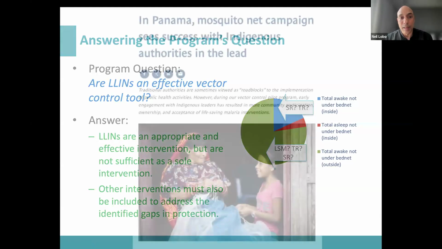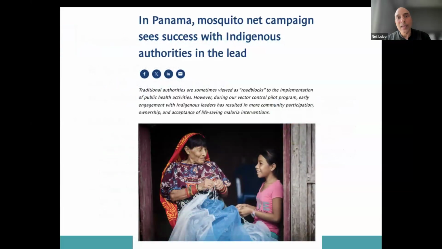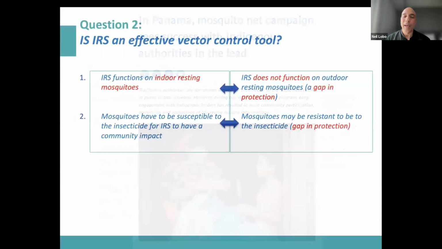That was the example. And there was actually an article about this, and where these communities where malaria went down, they were happy, the ministry was happy, and bed nets changed. It changed the bed net policy in Panama.